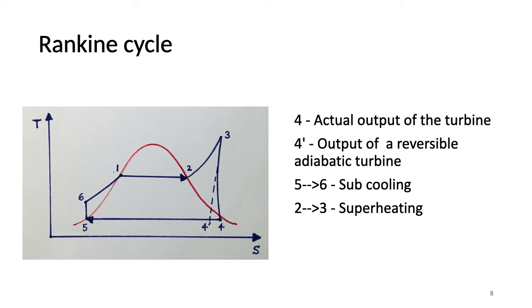The figure illustrates the Rankine cycle operation in a TS diagram. State 4 is the actual output of the turbine and 4' is the output of a reversible adiabatic turbine. State 4 always lies to the right of 4' because real turbines generate entropy. At the exit of the turbine, steam quality is kept above 90% to avoid turbine blade damage.